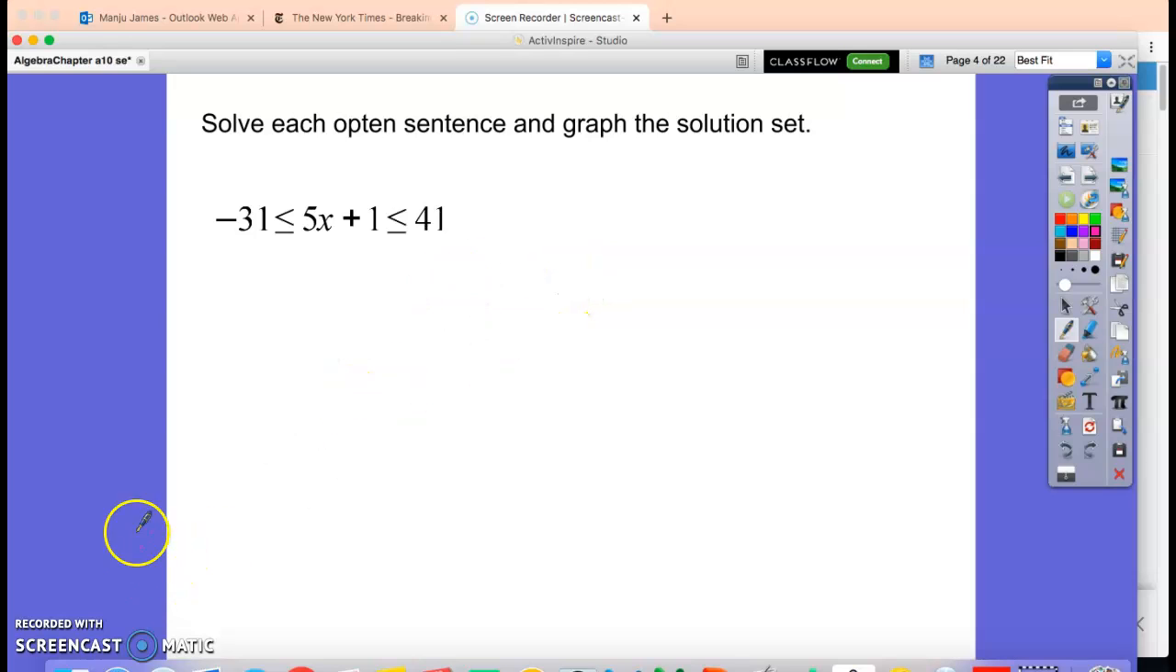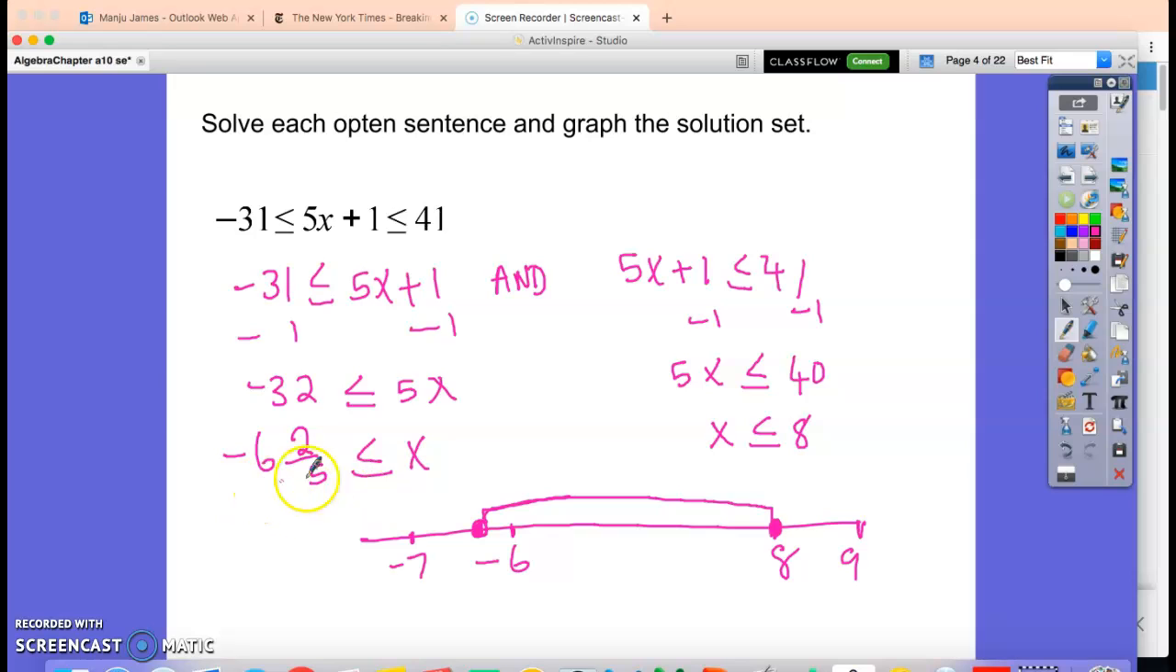Now try this one and then look at the answer. You should get x ≥ -6 2/5 and x ≤ 8. So this is -6 2/5. x is greater than or equal to -6 2/5, so that is included, and then x ≤ 8. So this is the solution set. This is the intersection of both inequalities.